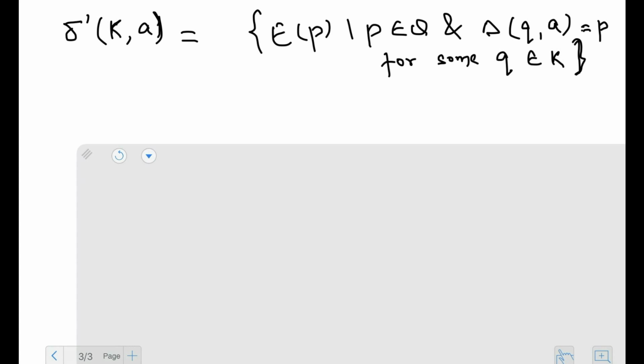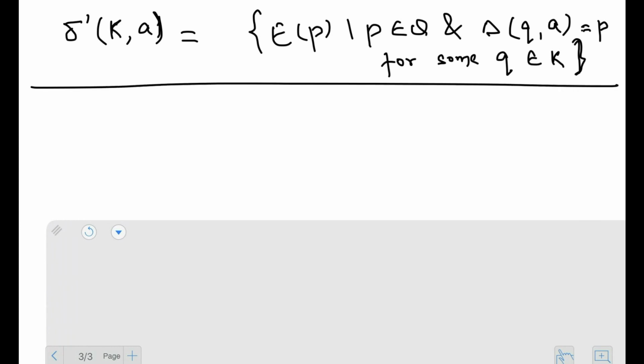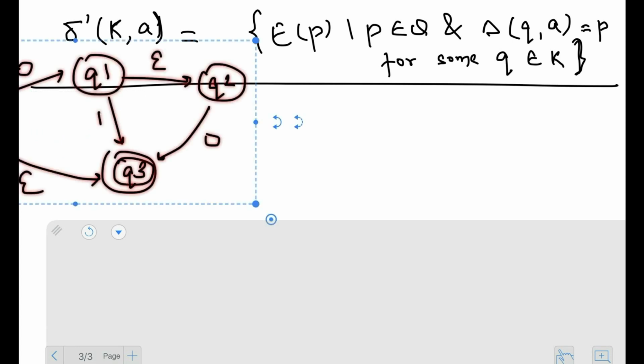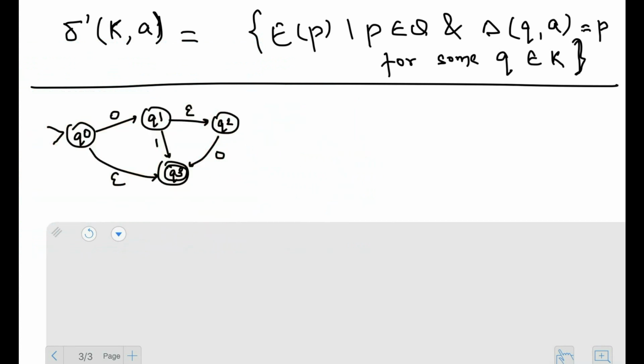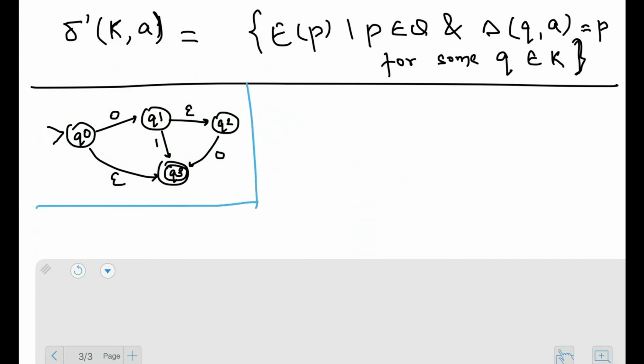I know this sounds slightly complicated, but let's just look at this with an example. And let's just look at the example of the NFA that we had in the previous page right here. Let me just size it down a bit. So I have this NFA right here. And what I'm going to do is try and work out at least some part of delta prime using this definition right here. I also need an arbitrary union right here. We'll see why that is required.